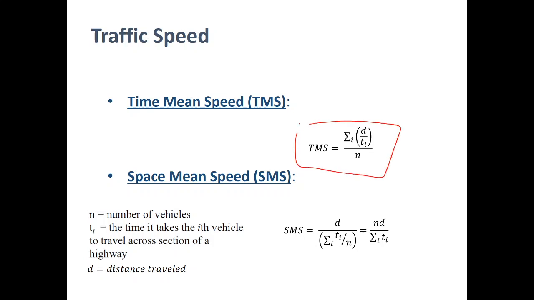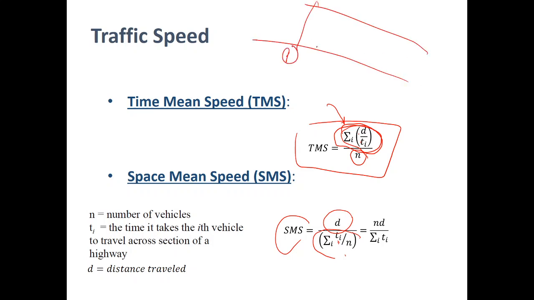The timing speed is the average speed for each car. So here this is distance divided by time of each car. So that's for a specific car. Then you add them up for all cars and then divide by the number of cars. The space mean speed, here you have the distance divided by the average time of every car when it passes through your speed trap from point 1 to point 2.